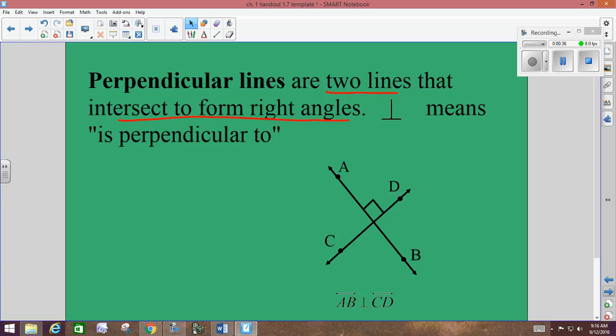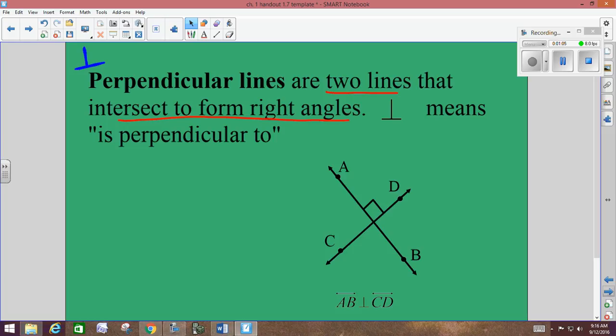For parallel, we use two parallel lines for the symbolism. For perpendicular lines, it's this upside down capital T. So maybe to the left of the word perpendicular on your notes, you can put that symbol. This is our perpendicular symbol. You would read it, when I look at this picture here, as line AB is perpendicular to line CD. Upside down capital T means perpendicular.